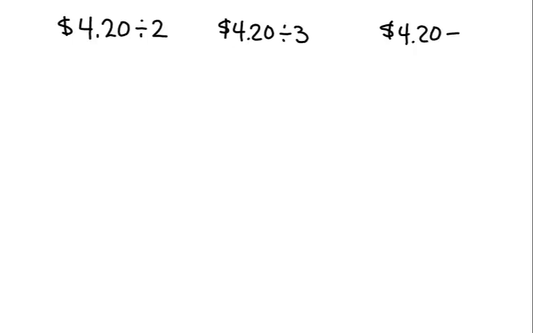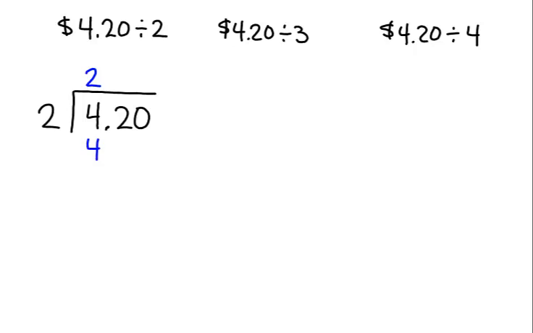So let's go ahead and write these problems out, and you can jot these into your notes also. First, we started out with $4.20 divided into two groups, then $4.20 divided into three groups, and $4.20 divided into four groups. We draw our bracket. Remember, the dividend goes underneath the bracket, and your divisor is on the outside. In this example, I took $4. Each group got $2. 2 times 2 is 4, and I did use all the dollars.